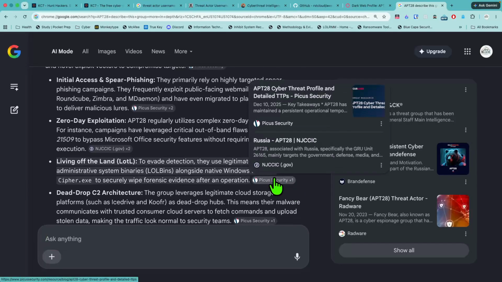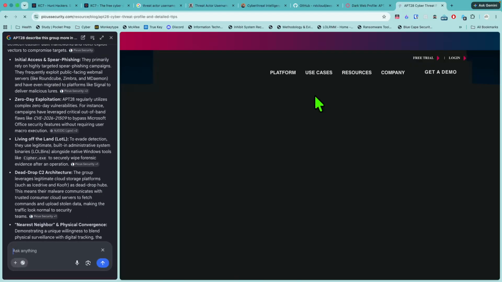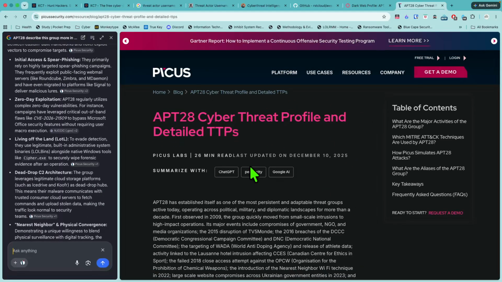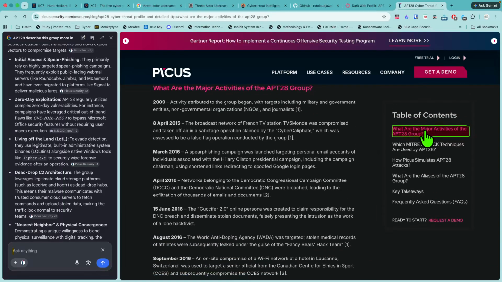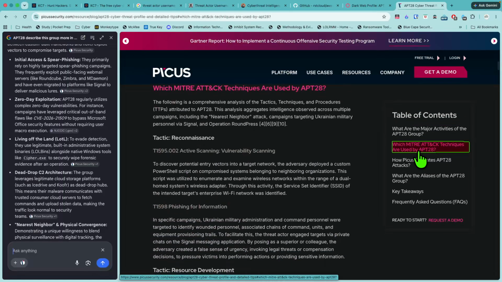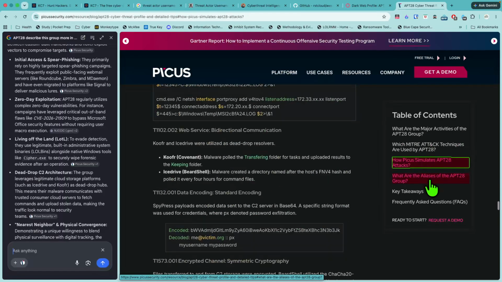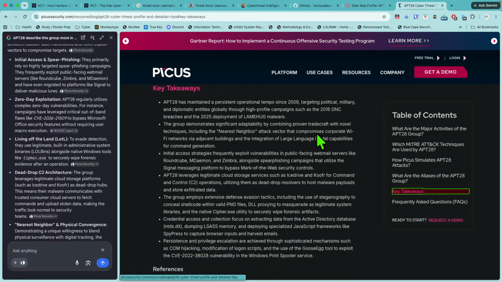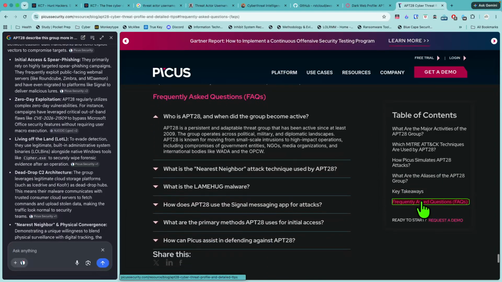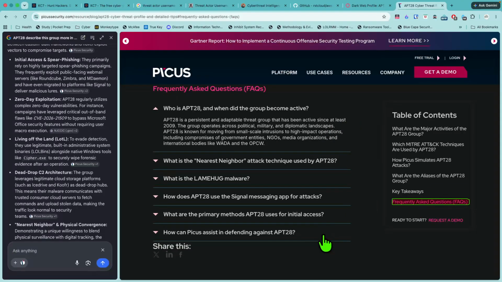Okay, so we're going to use PICUS. APT28 cyber threat profile and detailed TTPs. Yes. Okay, very detailed. Awesome. All right, what are the major activities of the APT28 group? Which minor attack techniques are used by APT28? How does PICUS help? What are the aliases of the APT28 group? Key takeaways and frequently asked questions here.